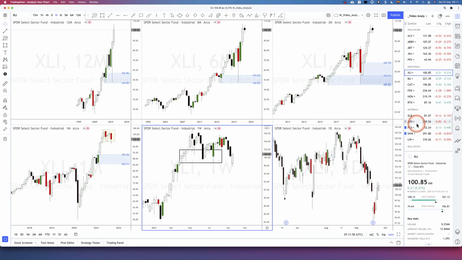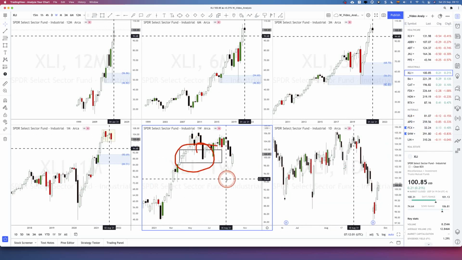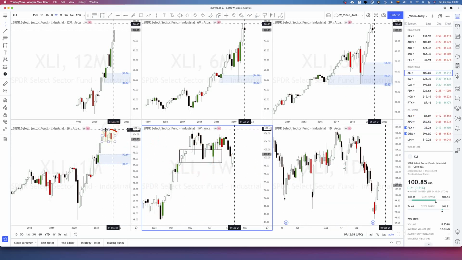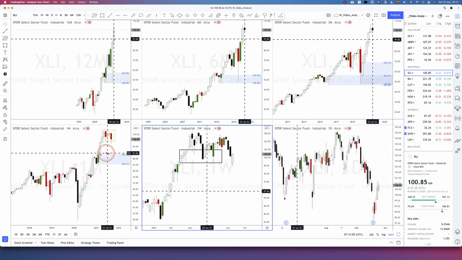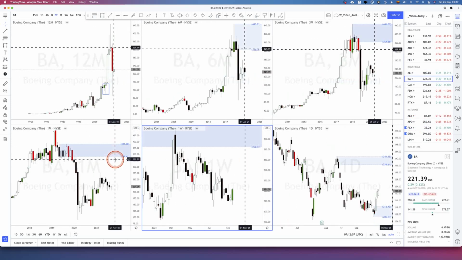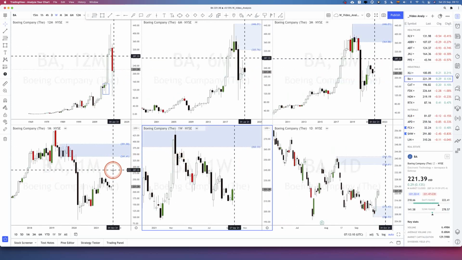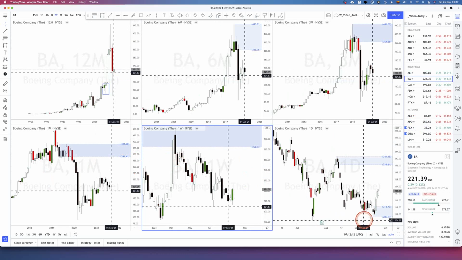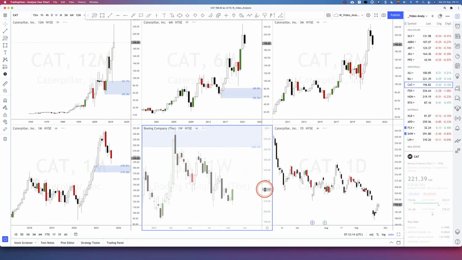Industrials XLI index, weak area tested, used up area of demand eliminated. Look where that's happening. No longs allowed, longs lower. Boeing, it's out of alignment on all time frames here. No longs allowed, but new areas of demand are being created. I'm not touching this one.